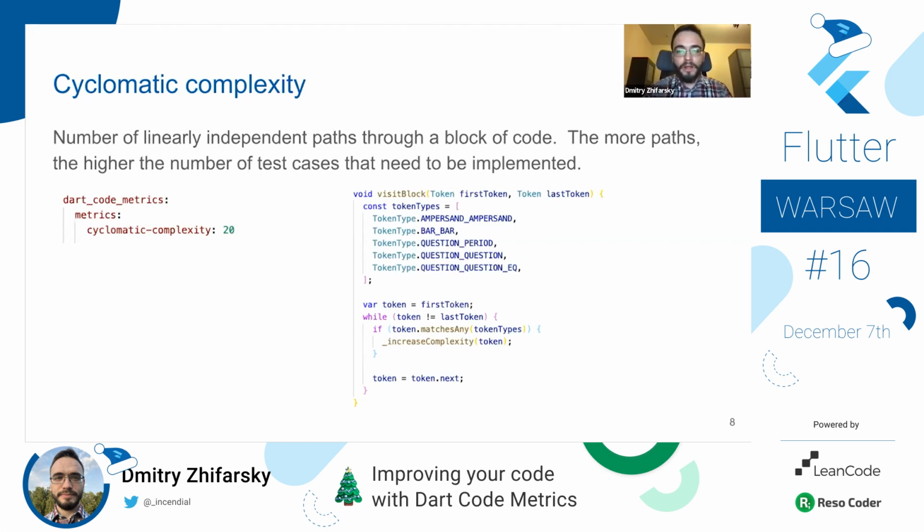and for you too. On the left side, we see an example of how to configure this metric, and on the right side, we see an example of a code block. For this method, we have cyclomatic complexity equal to 3, because by default, each method has a cyclomatic complexity of 1, and the while statement and the if statement each add another 1, resulting in a cyclomatic complexity equal to 3 for this code example.